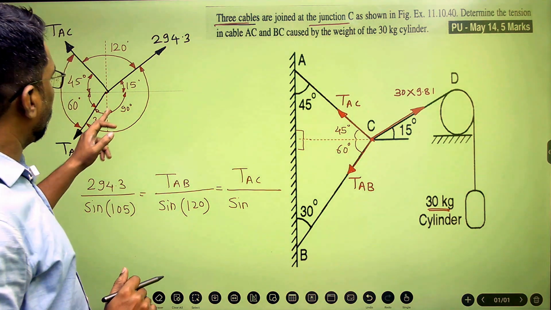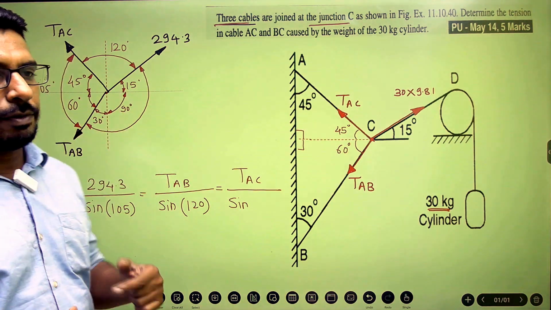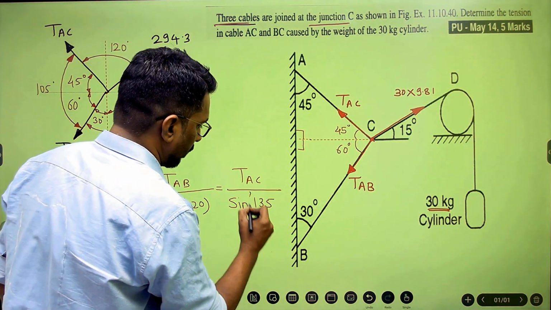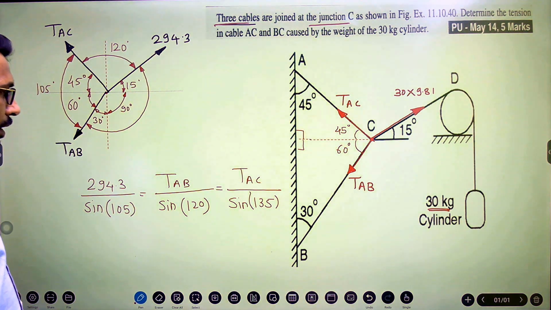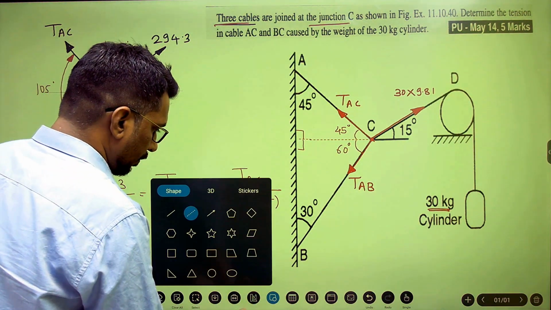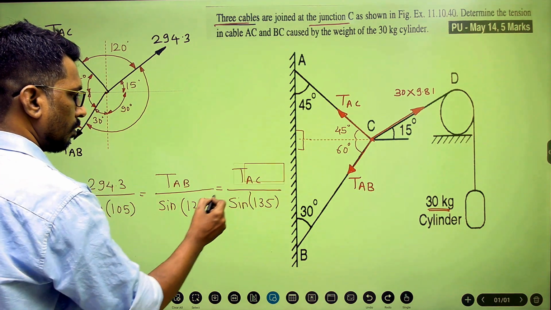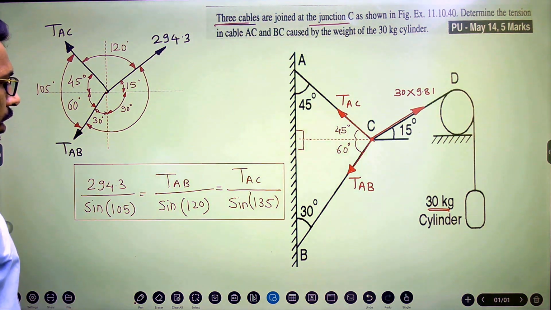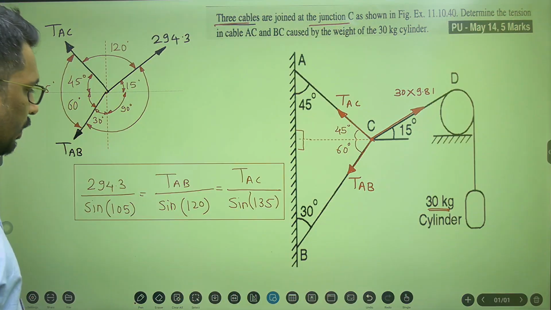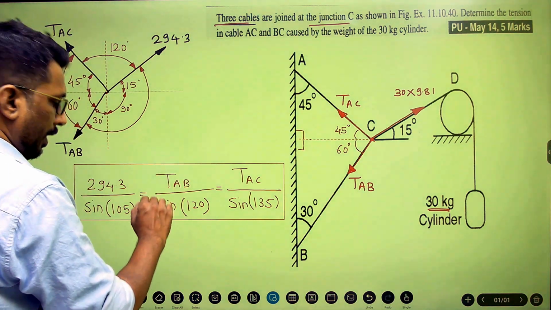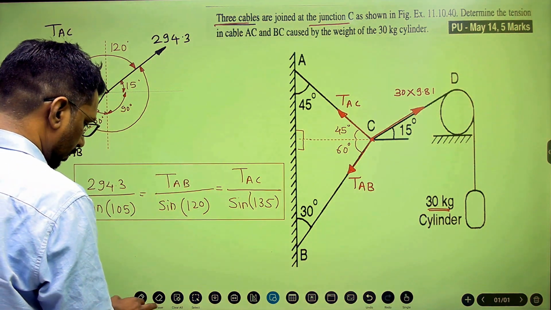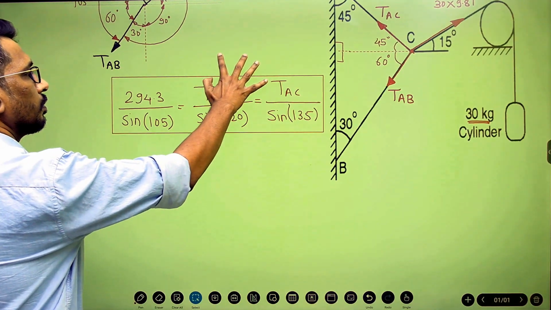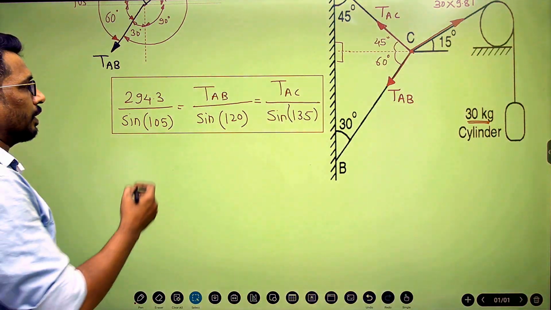Okay, I repeat, 30 plus 90 plus 15. 30 plus 90 is 120, 120 plus 15, 135. So I'll mention here 135, sine of angle between other two forces, that is sine 135. So I'll get this equation. Applying Lami's theorem, after applying the Lami's theorem, I'll get this equation. Now I'll solve the equation by equating one by one.